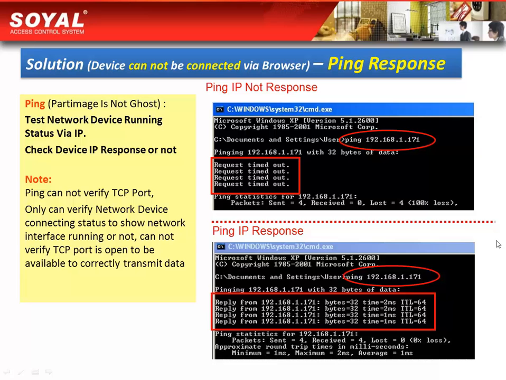But if device cannot be connected via browser, please go to ping device IP address. If you see IP doesn't respond, you should ask your network administrator to check network status. If you can see IP response, which verify the IP address running in the LAN area, but it cannot verify TCP port is available.